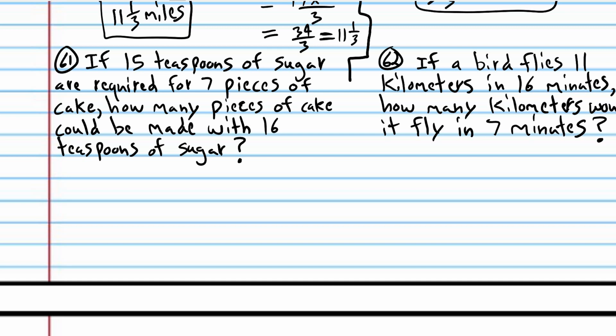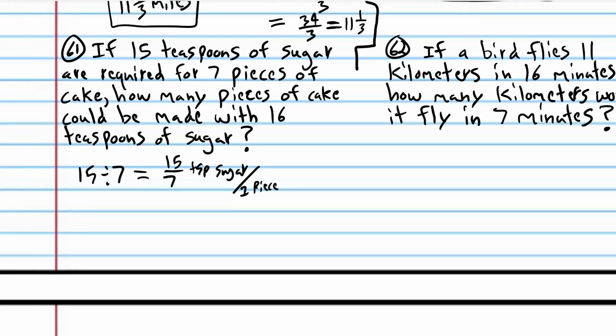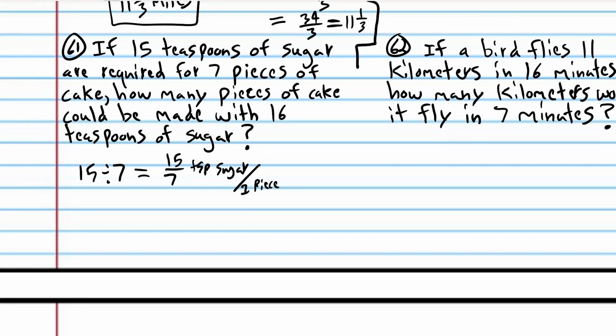All right, we're back. 15 divided by 7. You can write it as 15 over 7. So 15/7 teaspoons of sugar for every 1 piece of cake. And we have to know if we're going to take this number and multiply it into 16 or we're going to divide the two numbers.